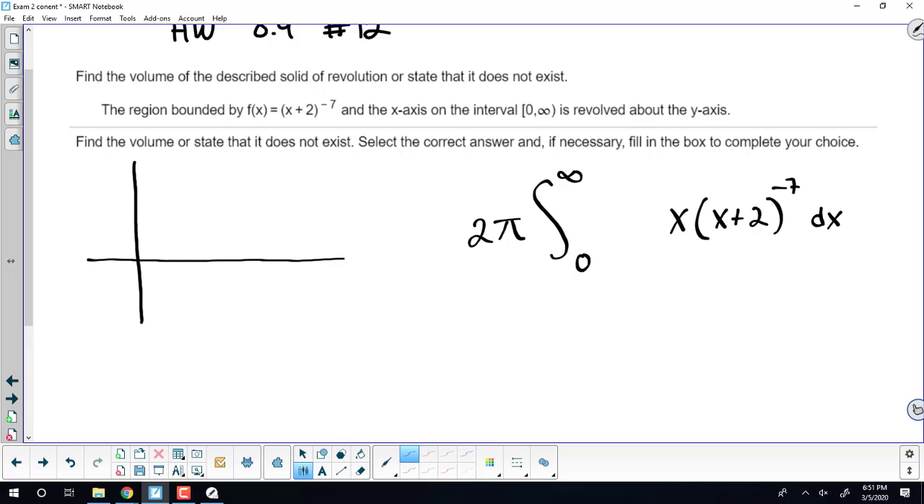2 pi integral from 0 to infinity. That's it. Okay. Disk, so, shell, yeah, that's the word for it.